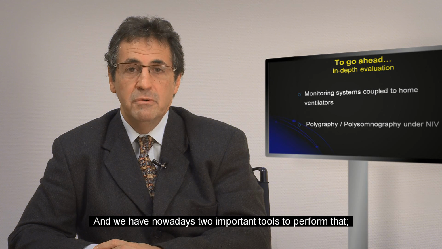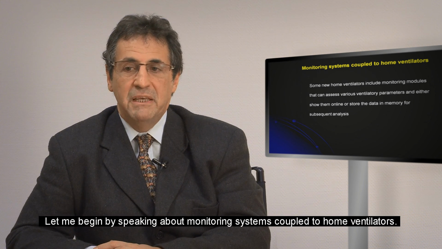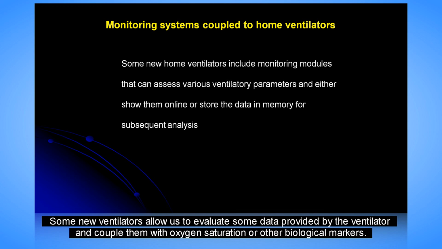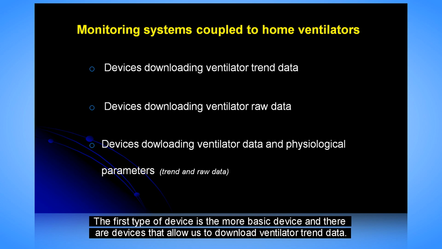And we have nowadays two important tools to perform that. The first are monitoring systems coupled to home ventilators, and the second is the gold standard, that is polygraphy or polysomnography under ventilation. Let me begin by speaking about monitoring system coupled to home ventilator. Some new ventilators allow us to evaluate some data provided by the ventilator and coupled them with oxygen saturation or other biological markers. In fact, we have three different types of devices. The first type of devices are the more basic devices, and there are devices that allow us to download ventilator trend data.